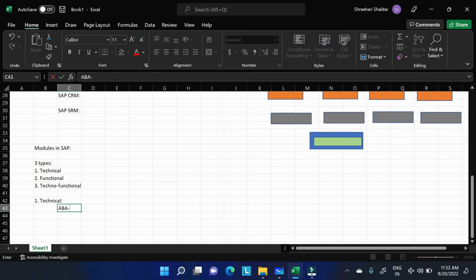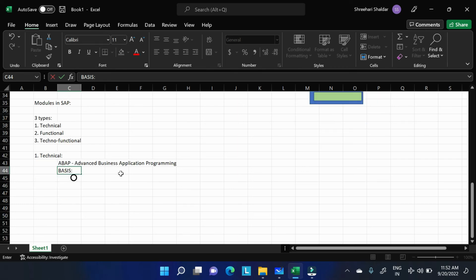It is nothing but Advanced Business Application Programming. So they have come up with Advanced Business Application Programming as well as the basis team, which is nothing but Business Application Software Integrated Solutions. Like that they have come up with the two technical modules.